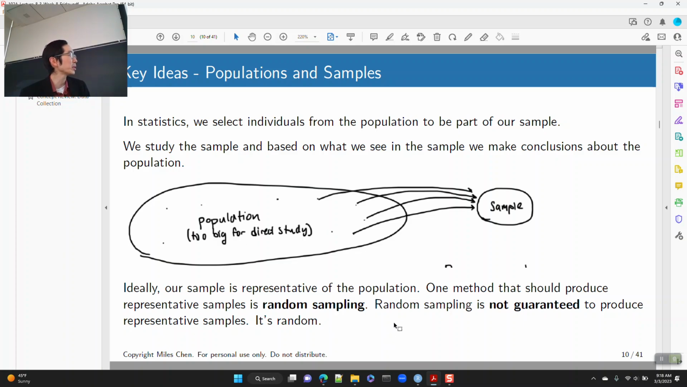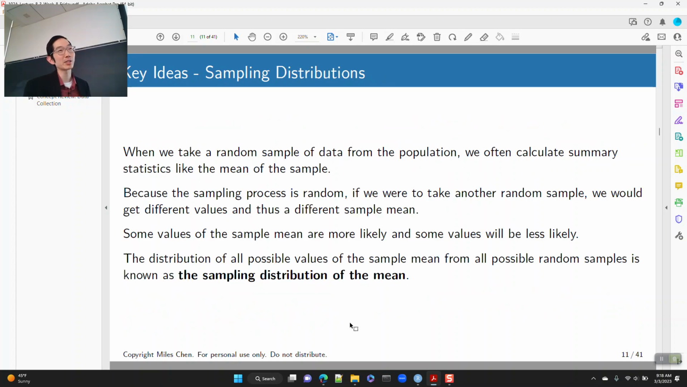All right. Now, one method that should produce representative samples is random sampling, but because it's random, we have to keep in mind it's not guaranteed to produce a representative sample, right? It's random. So ideally, randomly we select people. Hopefully, they look kind of like the population, but again, because it's random, maybe you selected too many or too few of a particular group.